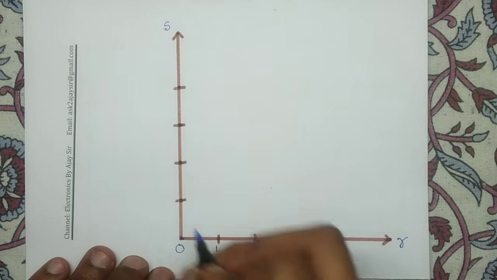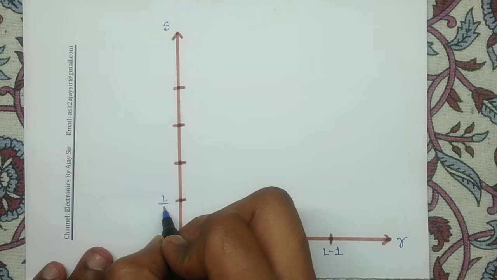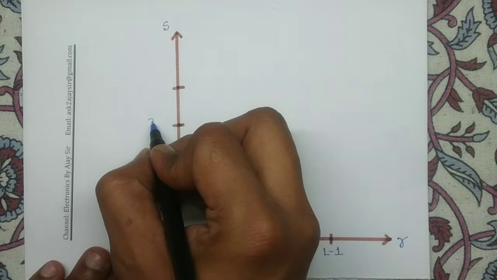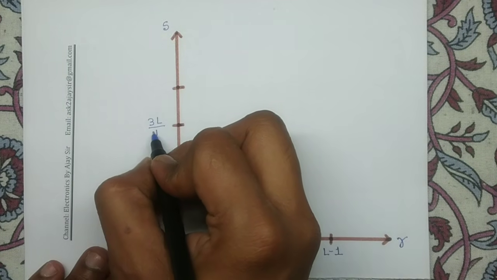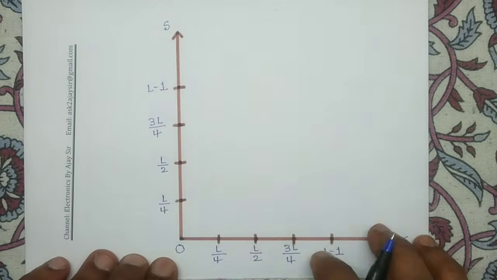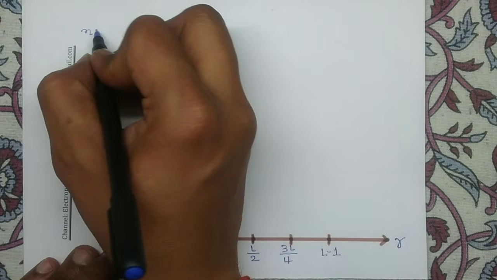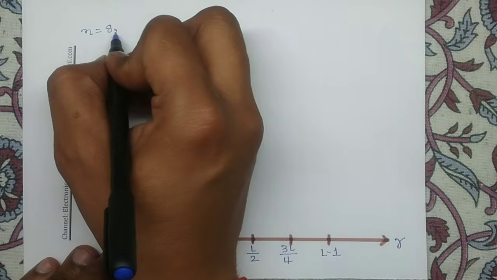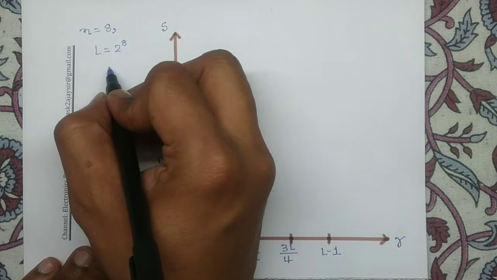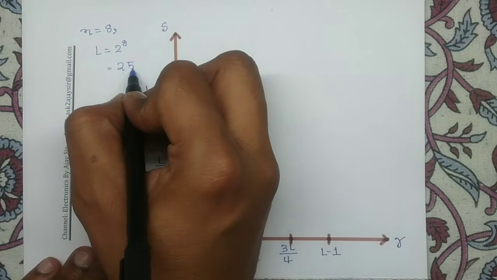Similarly, along the y-axis, this critical point is L by 4. This one is L by 2. This one is 3L by 4. And lastly, this one is L minus 1. So for an 8-bit digital input image, N equals 8. L equals 2 to the power 8. That is equal to 256.